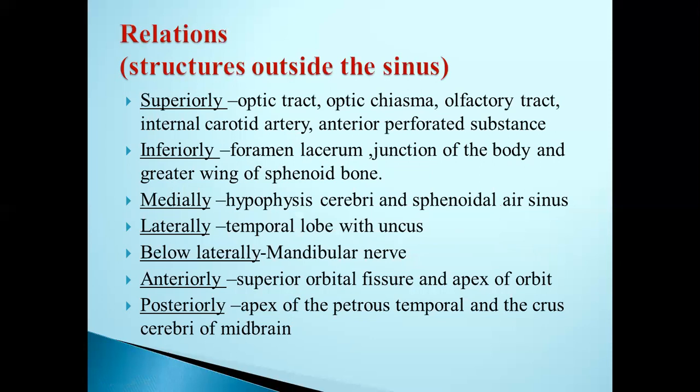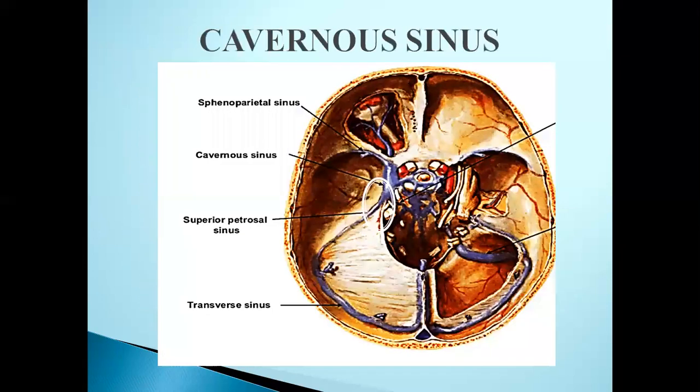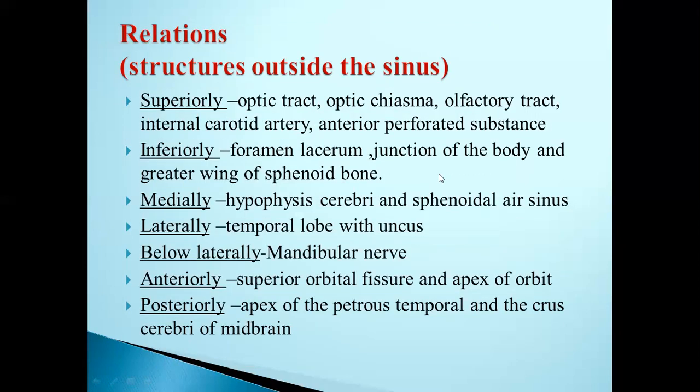So it is a short sinus situated on either side of the sphenoid bone. Now, what are the structures or relations of this sinus? Superior to this sinus lies the optic tract, optic chiasma, olfactory tract, internal carotid artery, and anterior perforated substance. So you can see here optic tract, optic nerve, crossing is optic chiasma, the artery you can make out here.